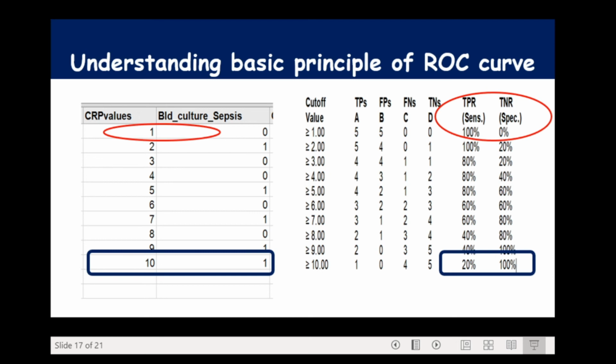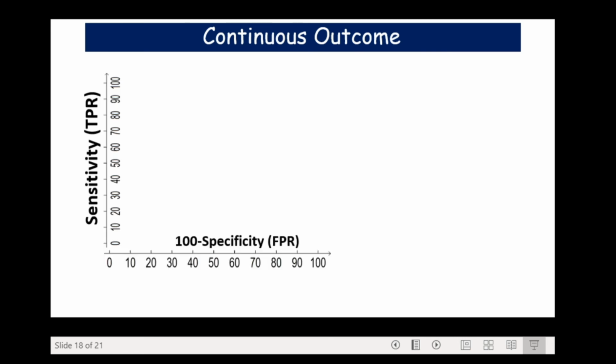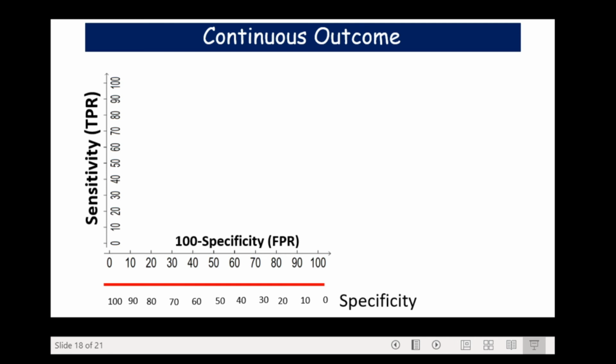Now we can plot the sensitivity, that's the true positive rate, and 1 minus specificity, that's the false positive rate, on a simple graph. You can plot all these sensitivity and specificity values for each CRP cutoff using this simple graph. On the y-axis, we plot sensitivity from 0 to 100%, while on the x-axis, we plot either 1 minus specificity, or for simplicity, we can directly plot specificity in reverse scale from 100 to 0%. Then we plot the CRP values against their sensitivity and specificity in the above plot.